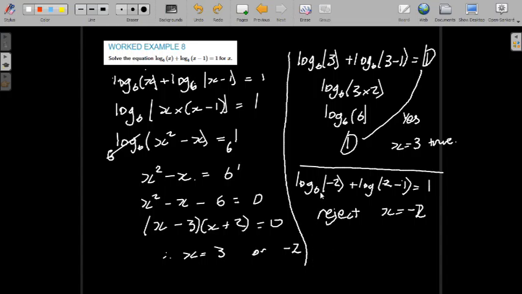Okay, essentially what we're saying is 6 to the power of what gives us minus 2 for this little bit here. 6 to the power of, well, it doesn't exist. 6 can't get 6 to the power of something to equal a negative. So that means that doesn't exist. So we reject that. Okay, so our solution is x equals 3.